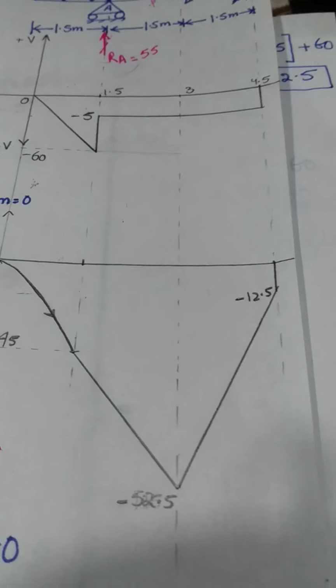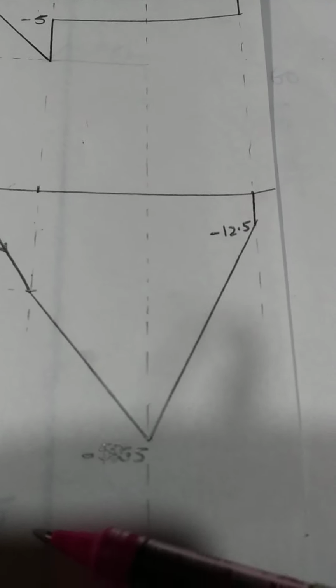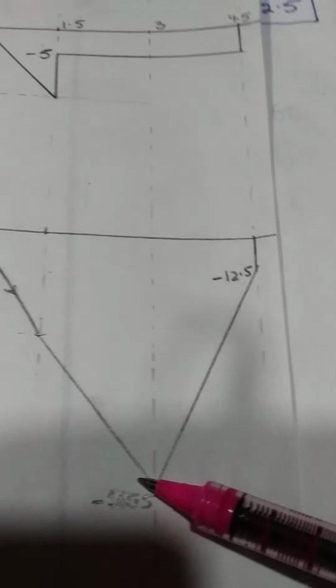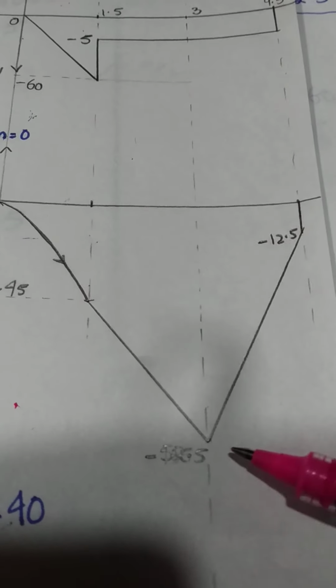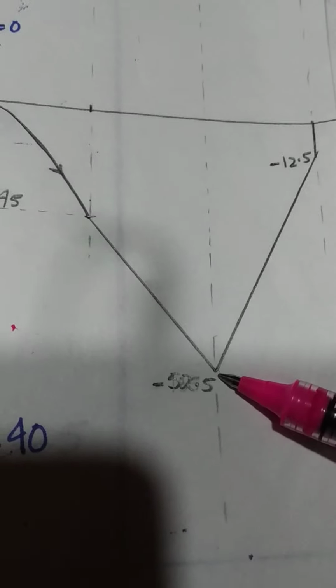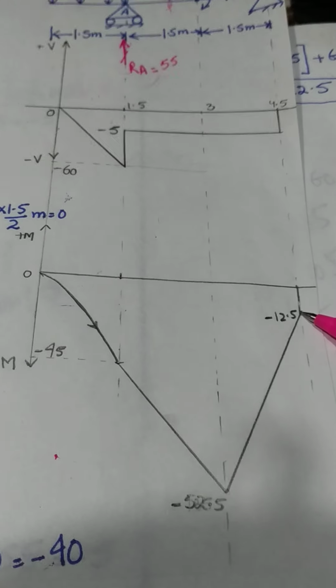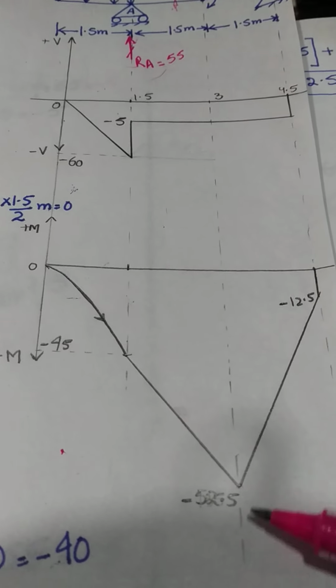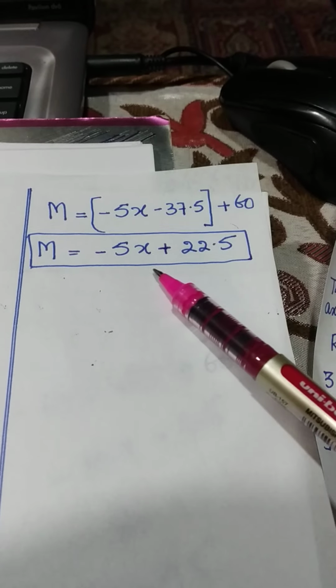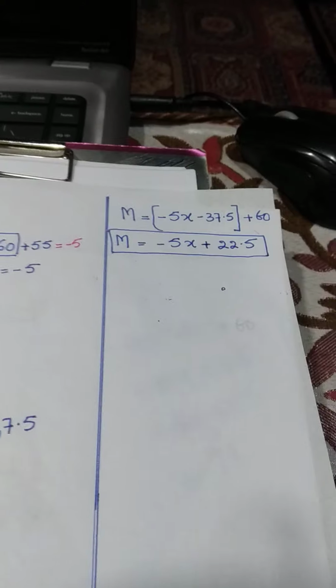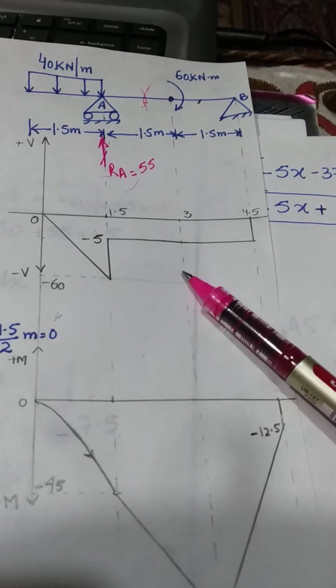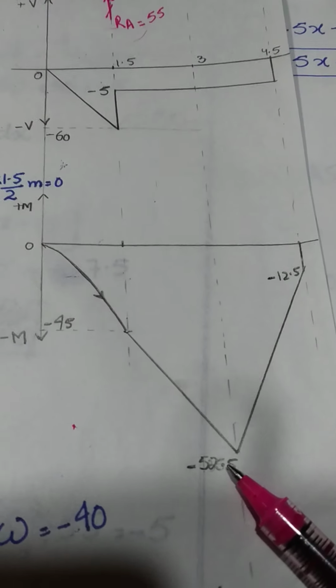Now as we plot this, you will obtain a straight line. At x is equal to 3, the value of the bending moment is 52.5. At x is equal to 4.5, the value of bending moment is 12.5, and it will be a straight line because the equation governing the bending moment in the last portion is also a straight line. So this is the shear force diagram for the beam. This is the bending moment diagram for the beam.